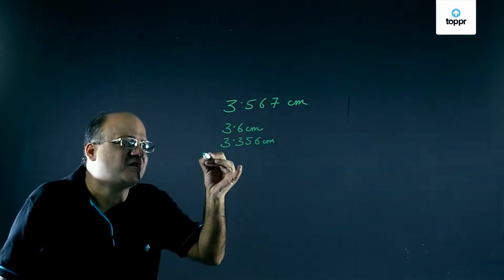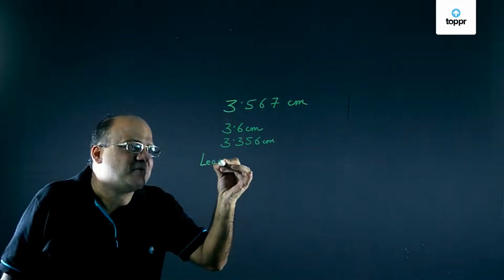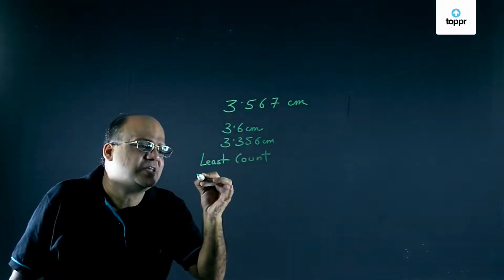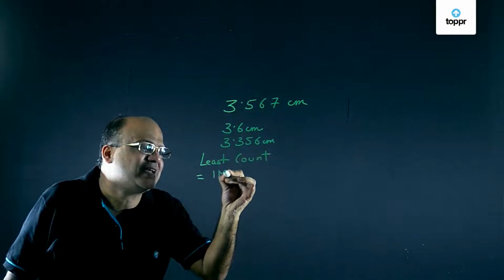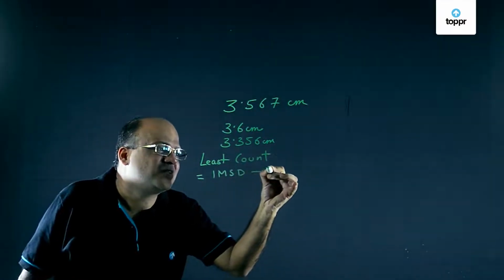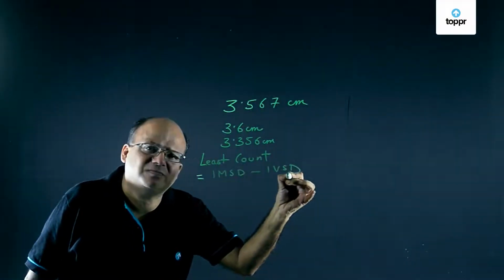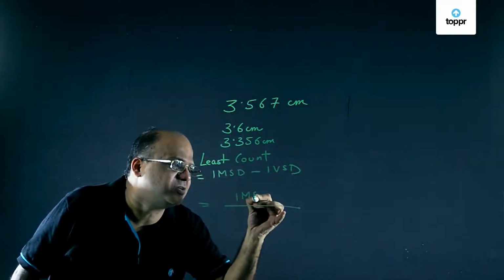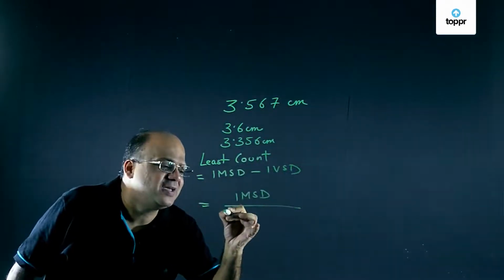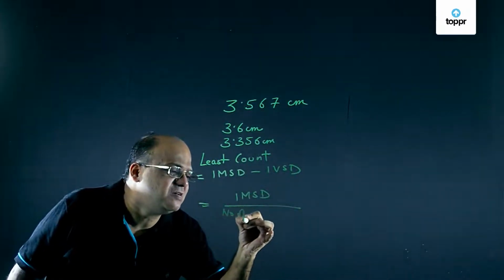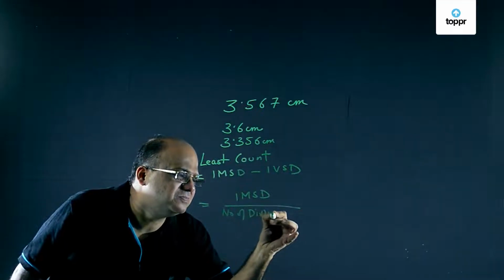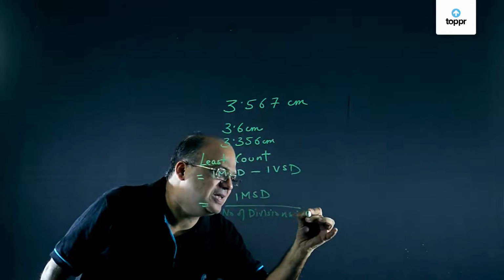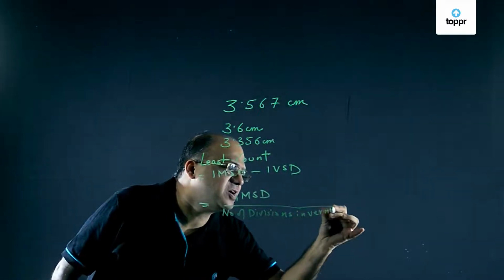So, what is least count of a vernier caliper? Least count of a vernier caliper is 1 main scale division minus 1 vernier scale division. And this is also equal to 1 main scale division divided by number of divisions in vernier scale. This is how we define least count of a vernier caliper.